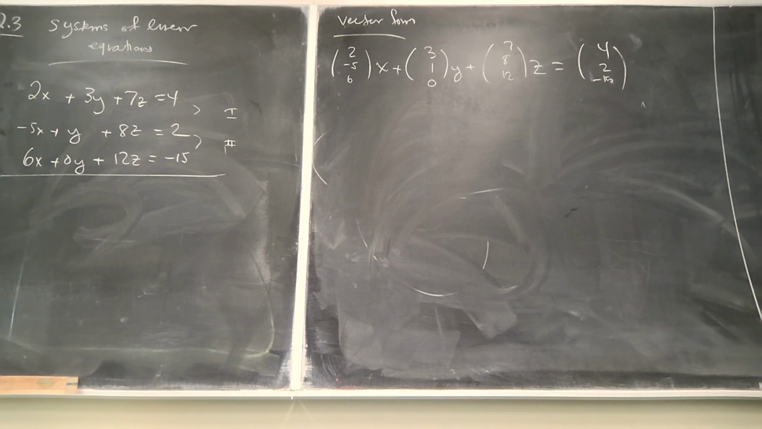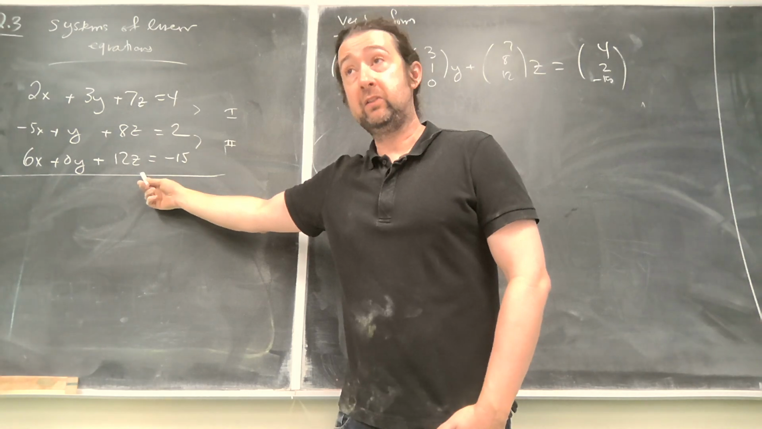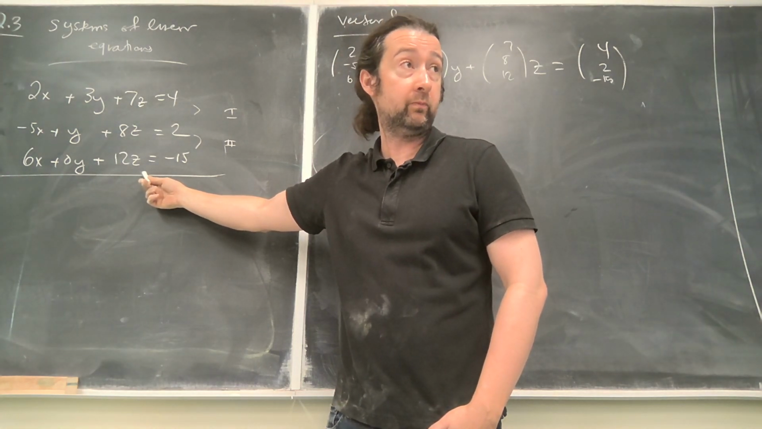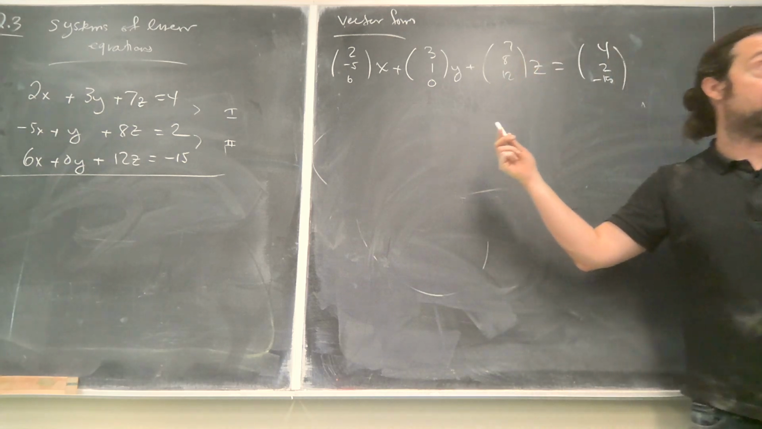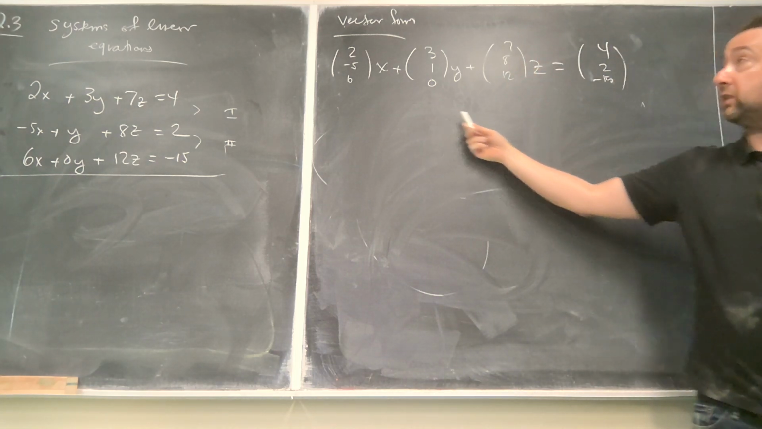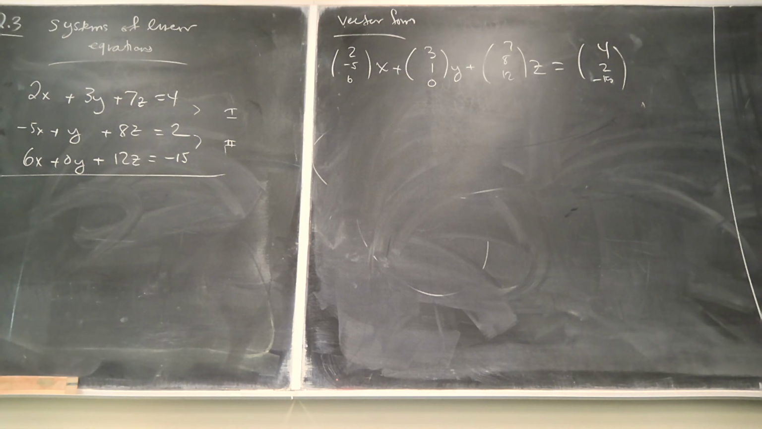So this interpretation of the question is I have three planes sitting in space, and I'm looking for points that are in all three planes at the same time. This interpretation of the equation is I would like to find a linear combination of three vectors that adds up to that vector. Same question, right? So the answer is the same, but the interpretation is different.